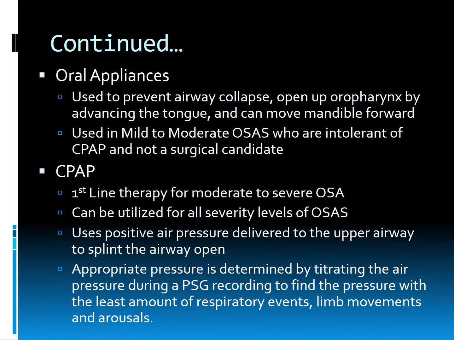CPAP, this is our first line of therapy for moderate to severe OSA. It can be utilized for all severity levels of OSA. It uses positive pressure delivered to the upper airway to splint the airway open. Another way you may see this termed is a pneumatic splint. Appropriate pressure is determined by titrating the air pressure during a polysomnogram to find the pressure with the least amount of respiratory events, limb movements, and arousals. Let's go on to our next slide.